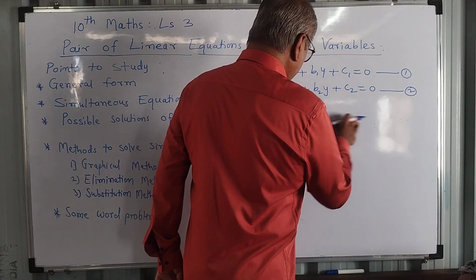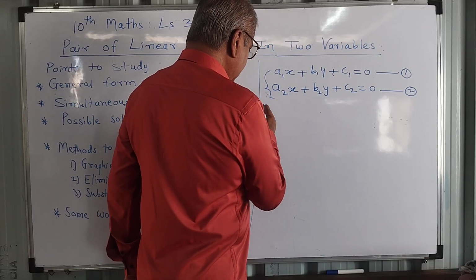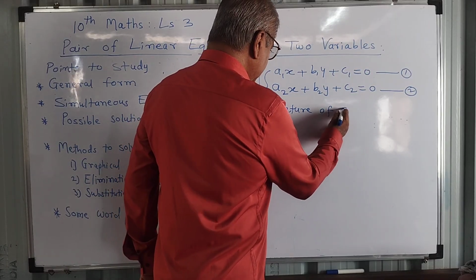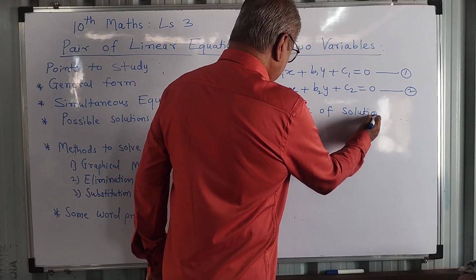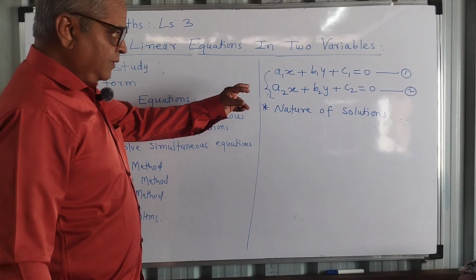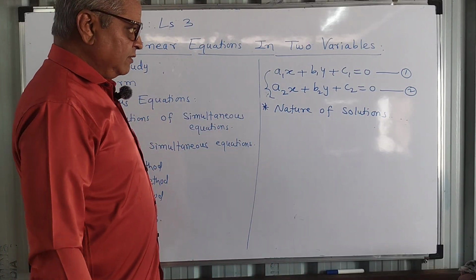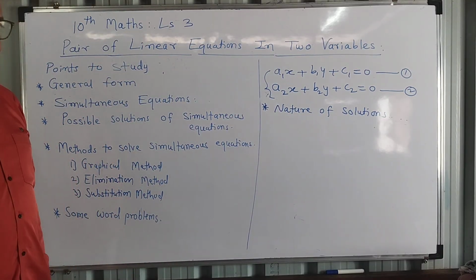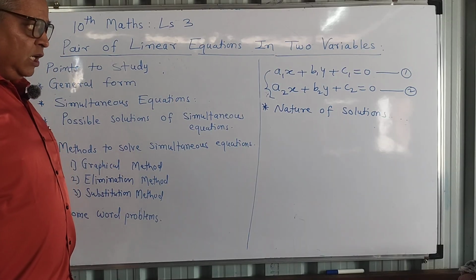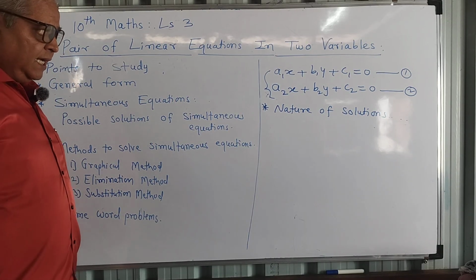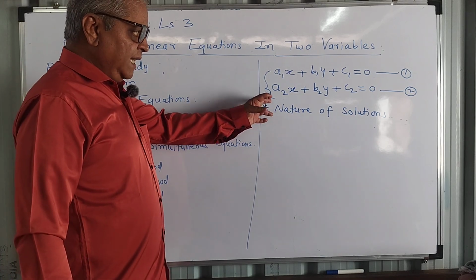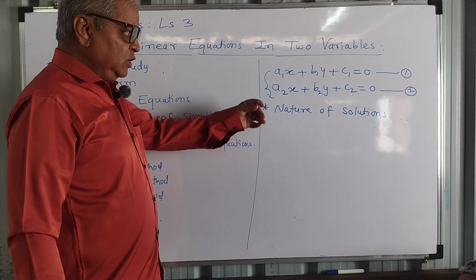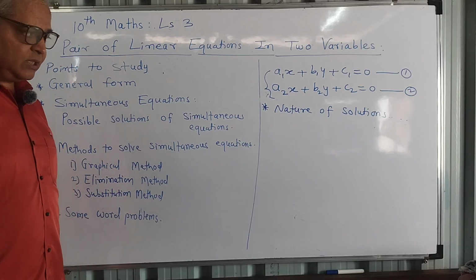So we can take a point as nature of solutions. See, if a1x plus b1y plus c1 is equals to 0 is one equation and a2x plus b2y plus c2 is equals to 0 is another equation in linear equations in two variables, and these two equations we are considering at a time and we are trying to solve these equations at a time. That's why these two equations are simultaneous equations.